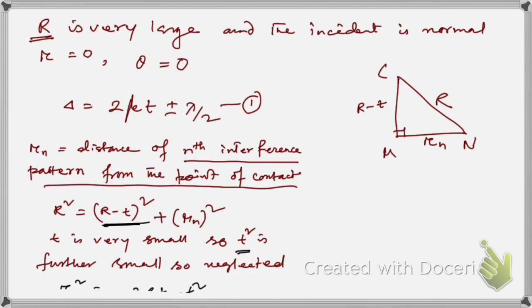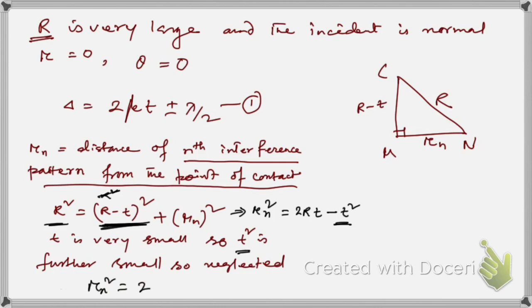So first, if you simplify this, then you will get here that r square will be cancelled, right? So rn square, you can check after simplification what you will get by yourself. So this is the result after simplification, and if you expand this, then from here you will get r square. This r square will be cancelled with this r square, right? And so on. This t square is neglected, and neglecting that, we're gonna get rn square is equal to 2rt.